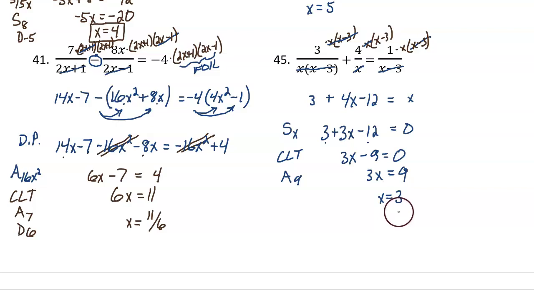Because there were variables in the denominator, plug that in and make sure it doesn't cause any of your denominators to be 0. When you plug in the 3 right here and right here, look what happens. 3 minus 3 makes a 0. 3 times 0 makes a 0. You can't have 0 in the denominator. 3 is a restricted value. That does not solve the problem. And since there are no other choices of an answer, we say no solution.